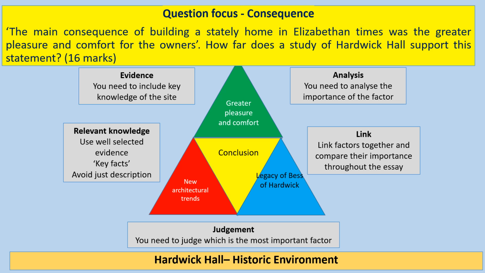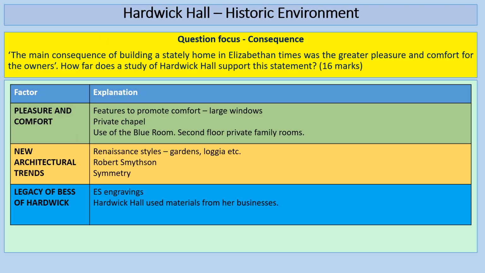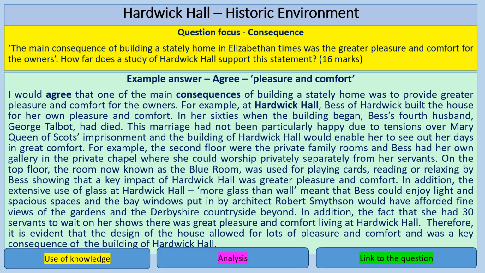Okay, so let's have a look at a plan for this answer. So it's a good idea actually to do a plan. So if you're going to write about pleasure and comfort, you might talk about features to promote comfort like the large windows, the bay windows, the private chapel, the use of the Blue Room, for example, the second floor private family rooms, for example, would be good ones to talk about. The new architectural trends in terms of Robert Smithson, the symmetry, the gardens, the loggia, for example, and then the legacy, you know, the ES engravings. There was a great bit of knowledge that you can do quite a lot with that information. And then, you know, the fact that she used materials from her own businesses like the glassworks, the ironworks, for example. Okay, so let's have a look at an agree paragraph.